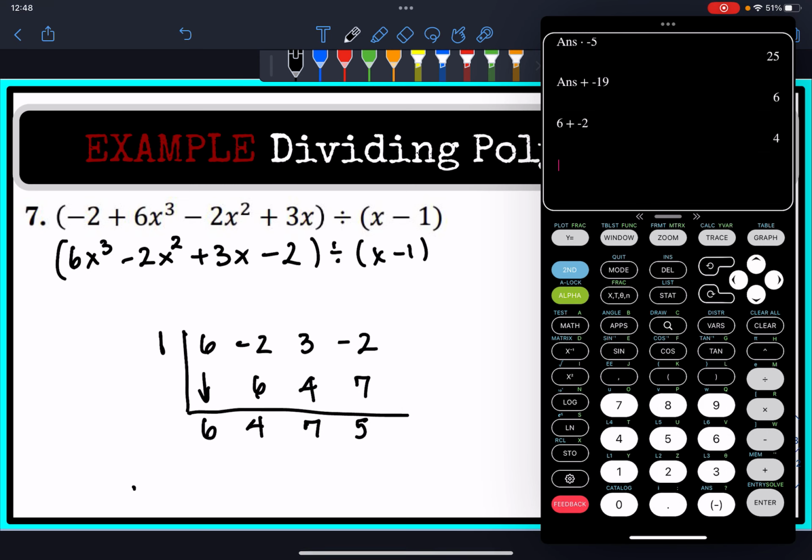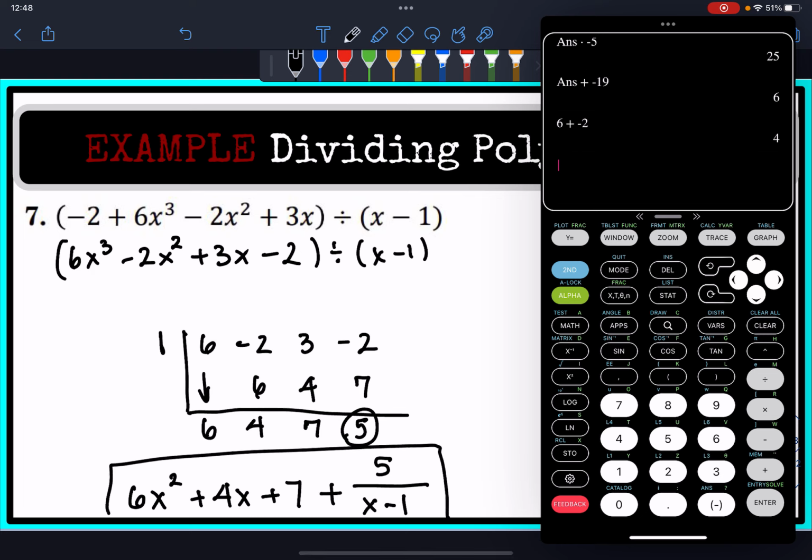So our solution here is 6x to the second power plus 4x to the first power plus 7. And our remainder, 5, gets added over our divisor of x minus 1. So here is your solution.